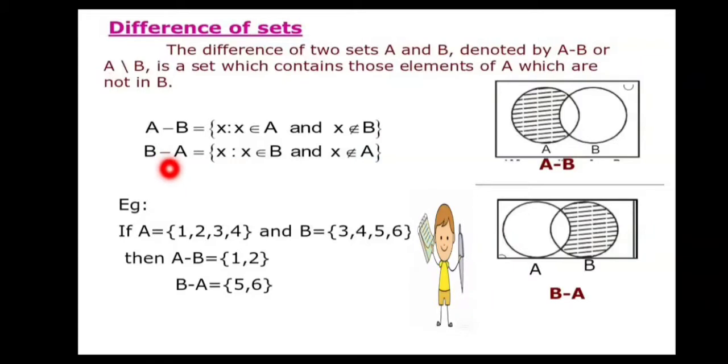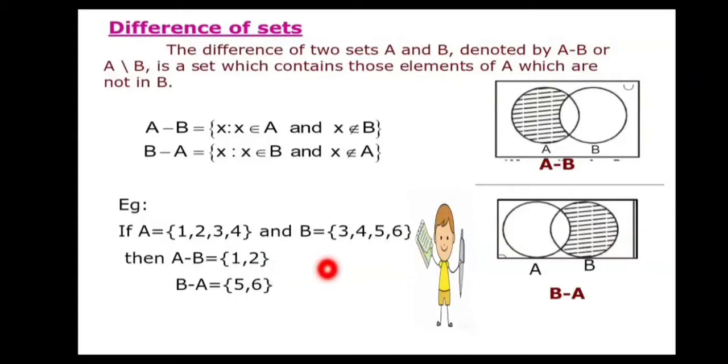Here if we write B minus A, which means the element should belong to the B set and not belong to the A set. Here I have given an example so you can understand it more clearly. That is, if A equal to 1, 2, 3, 4, there are some elements in A and there are some elements in B: 3, 4, 5, 6.